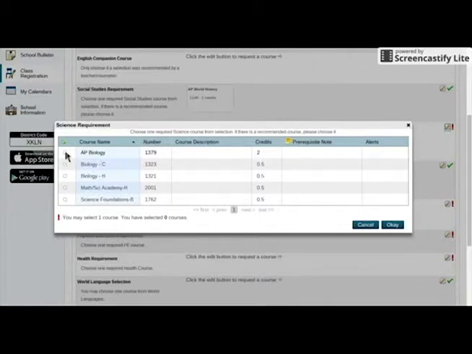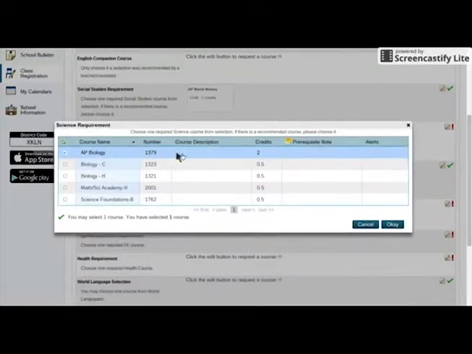So for science, I was recommended for AP biology. So I'm going to select AP biology, which you'll see is 2 credits. Because the AP science classes, AP bio, chemistry, physics, all meet every day. So you earn 2 credits for those AP classes.